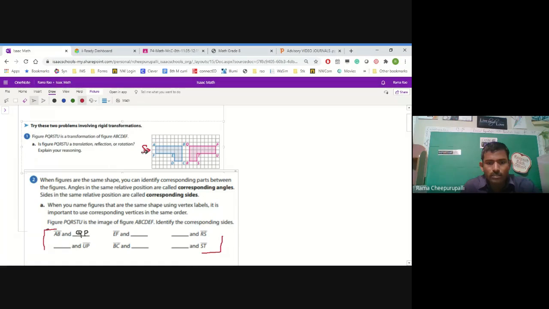AF, these two sides are matched with, this side is matching with this side right here. So AF is congruent to PU. So those two sides are matching. Everybody agree? Now put them in the chat box. AB, AB matches with what? Put them in the chat box, guys. Follow with me. AB matches with what?